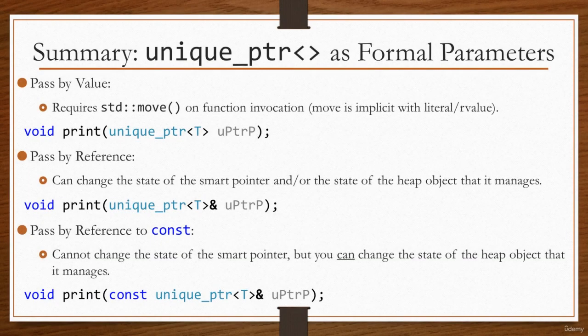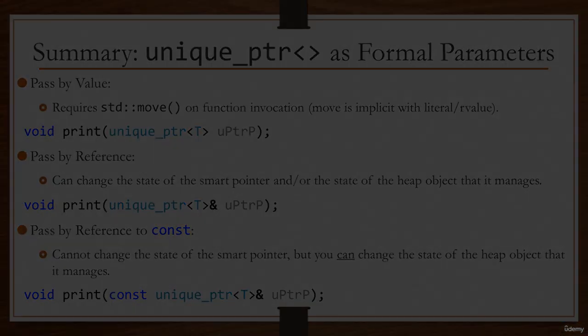A summary on unique pointers as formal parameters. We can pass by value, but that is going to require the std move function on function invocation. Now of course move is going to be implicit with a literal, or in other words an R value. Note the simple example prototypes that I have for each one of these. We can also pass by reference to a unique pointer, in which case we can change the state of the smart pointer and or the state of the heap object that it manages. We can also pass by reference to const. Now in this case we cannot change the state of the smart pointer, but you can change the state of the heap object that it manages.